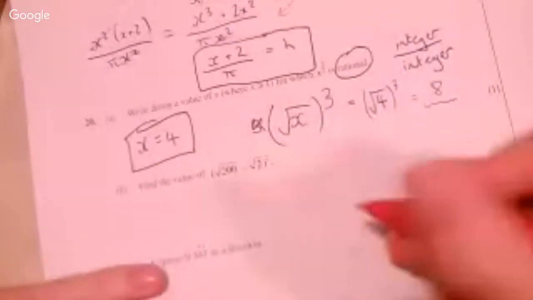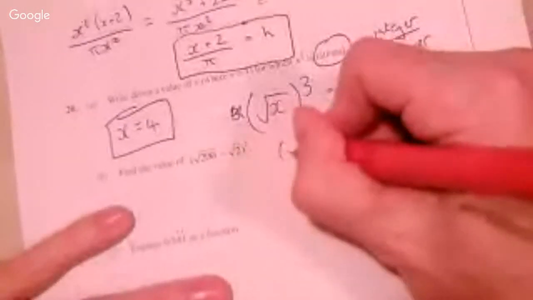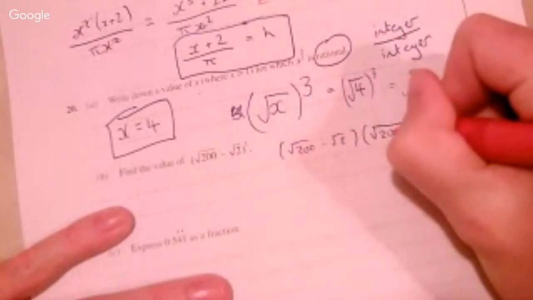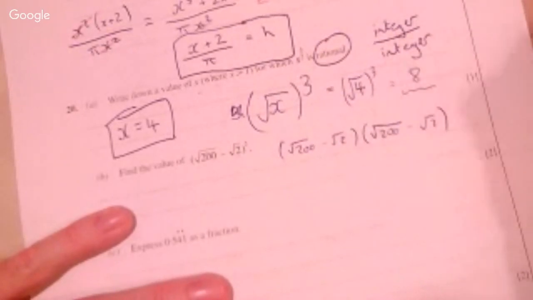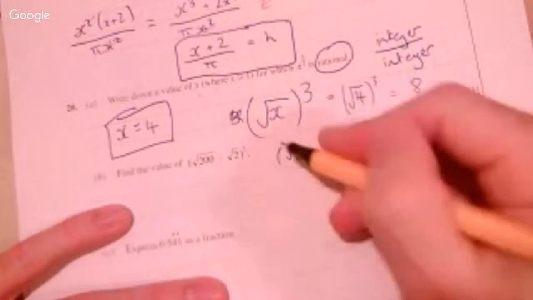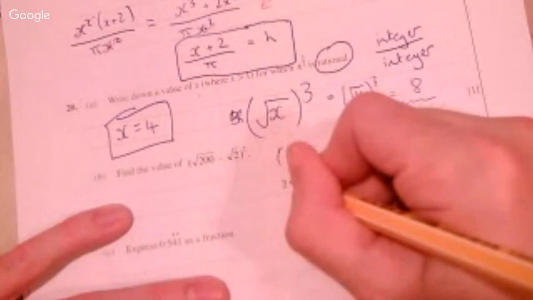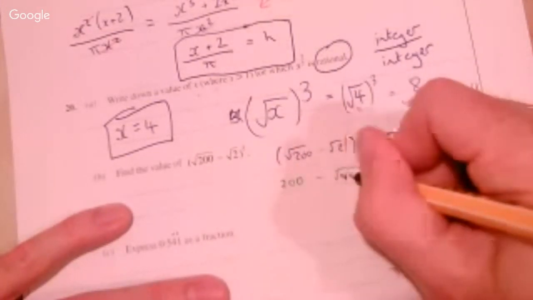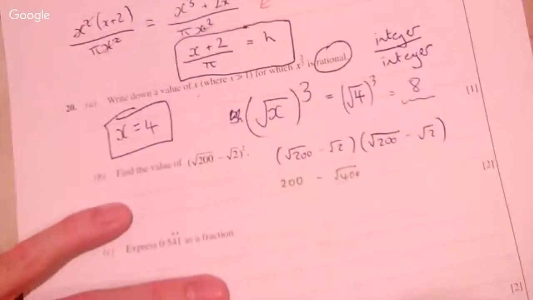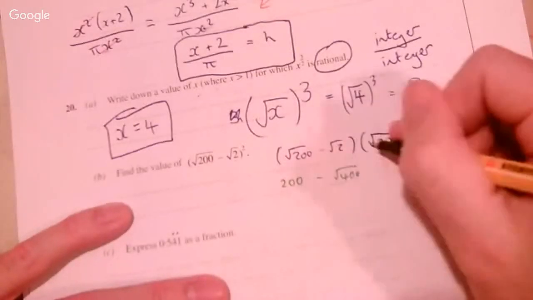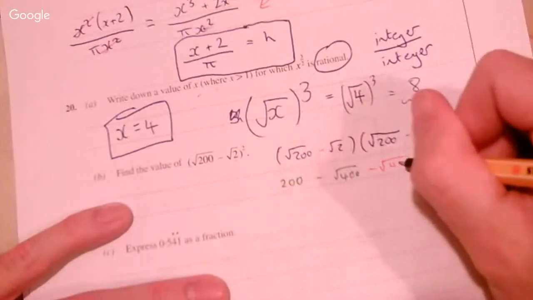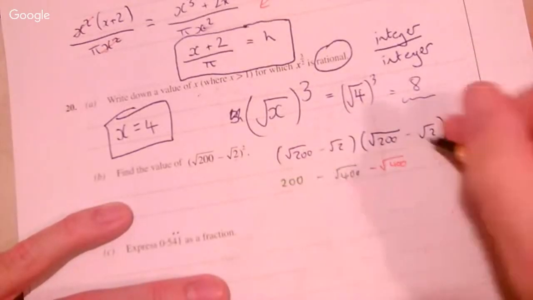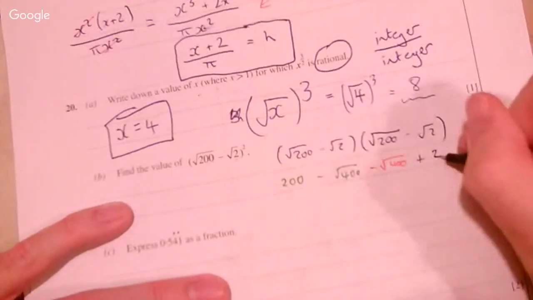There's a couple of ways you can do this, but the way we seem to favour in our class is root 200 minus root 2 squared means times by itself. So write it like that, and then expand that. Okay, so I'm going to do this one times that, which is just going to give me 200, and then this one times that is going to give me minus root 400, and then minus root 2 times that would be minus root 100, and then minus times by minus is plus 2 there.